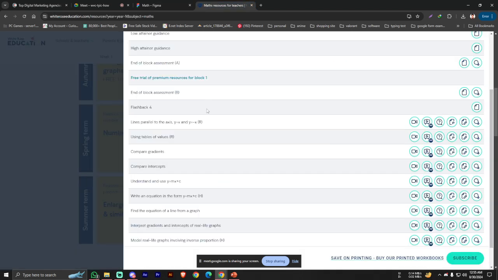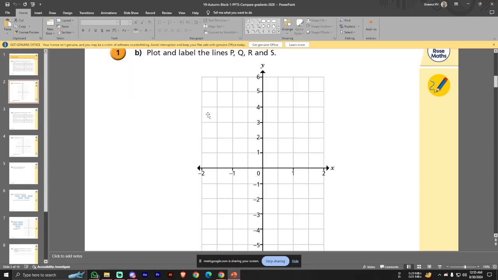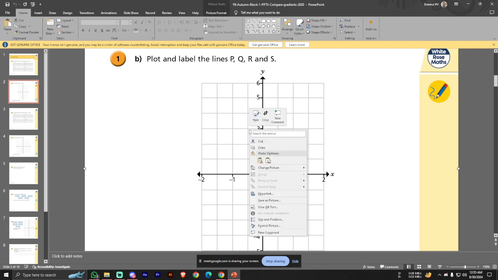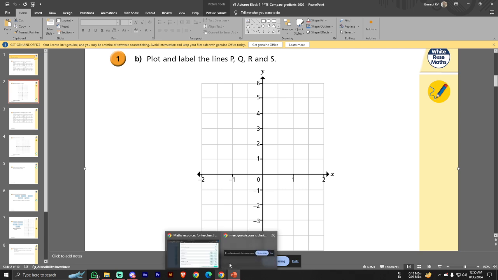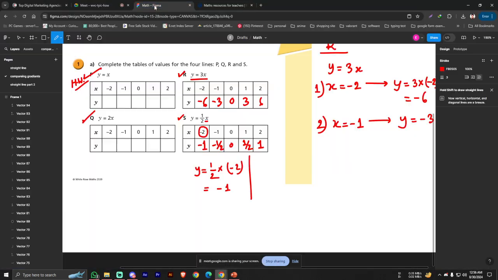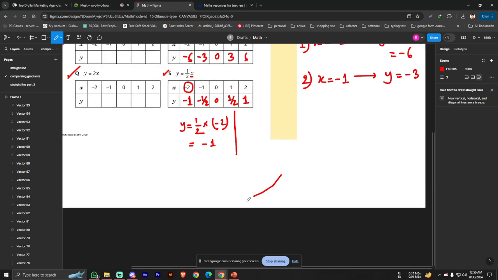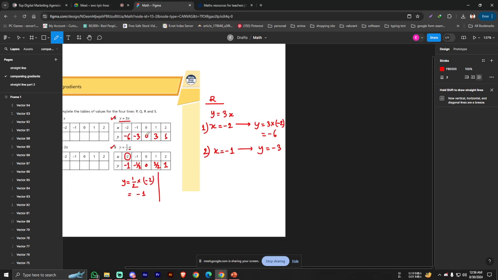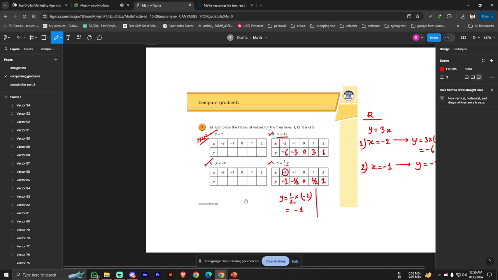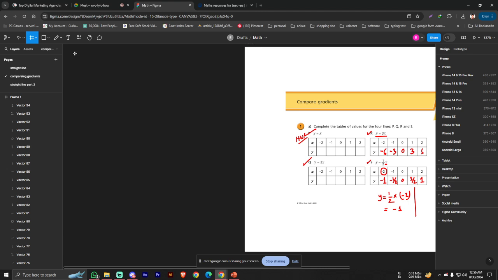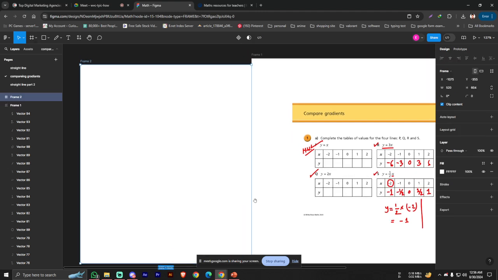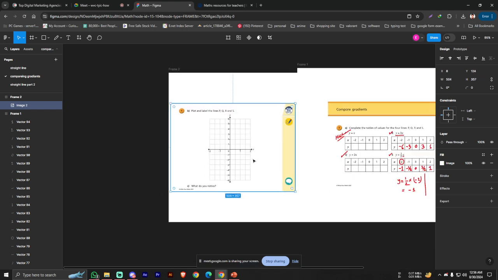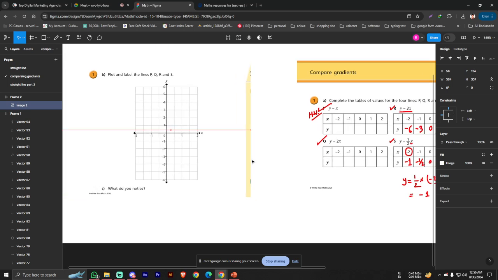Okay, now let's go on with our next page, which is plot the labelled lines for PQRS. That means plot the line. So if you want to plot the graph, it's quite simple, because for now we can only plot R and S, because we have done the table, right? So we are just going to plot R and S.